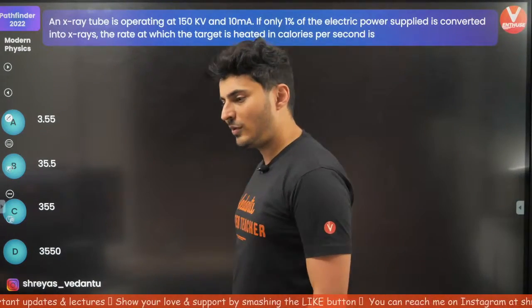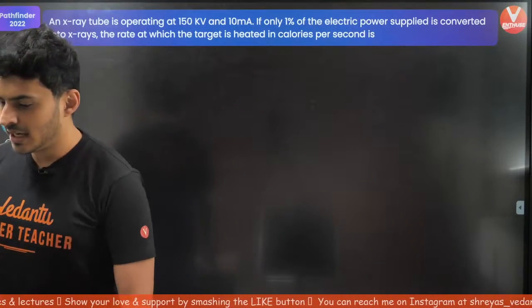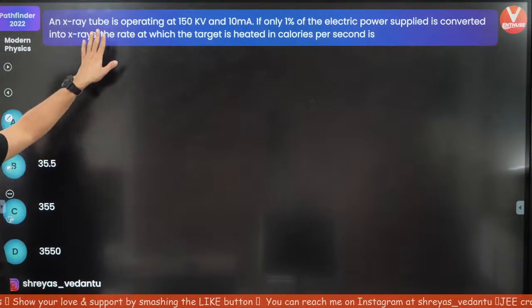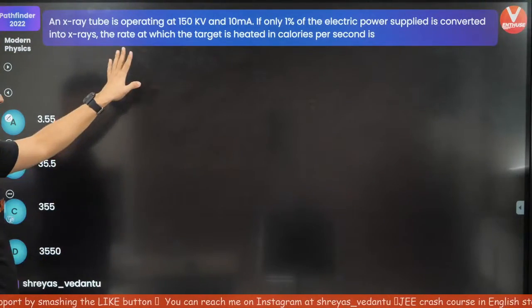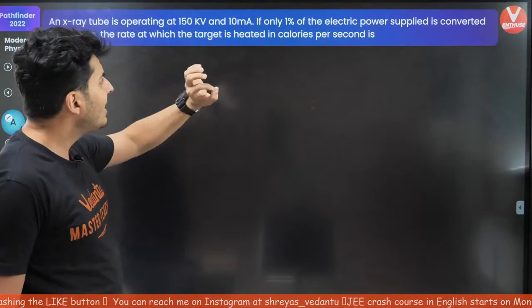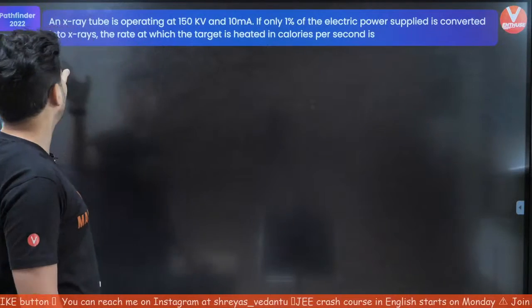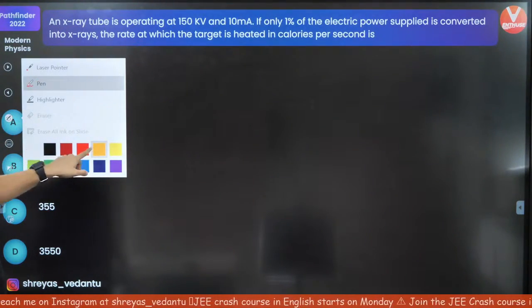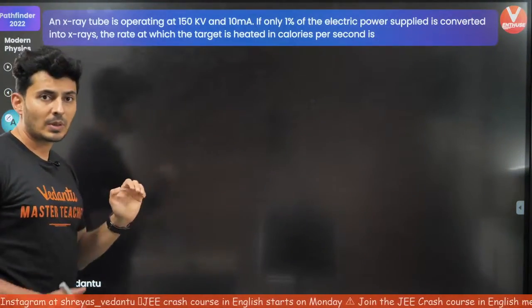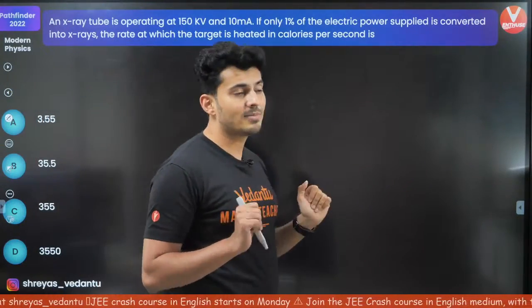Next question coming up on your screen. Here it is. We have an X-ray tube. It is operating at 150 kilovolts and 10 milliampere. Only 1% of the power is converted into X-rays. The rate at which the target gets heated up is how much per second? Okay, in calories per second.